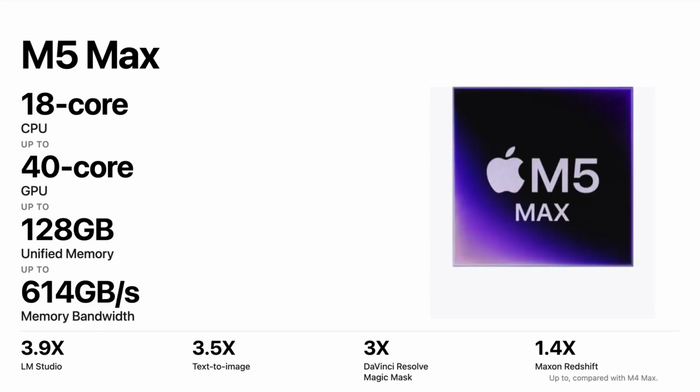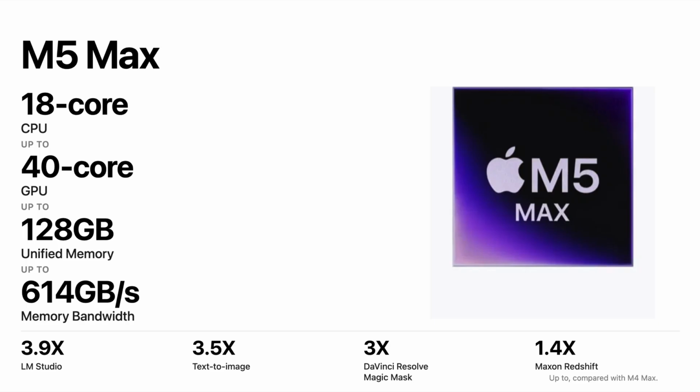We're getting an 18-core CPU and up to a 40-core GPU with neural accelerators now built directly into every GPU core. According to Apple, the GPU can be up to 50% faster than the previous generation. Memory bandwidth has increased too, with M5 Max delivering up to 614 gigabytes per second. But some of the biggest differences are with AI.